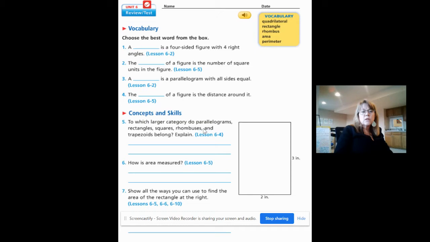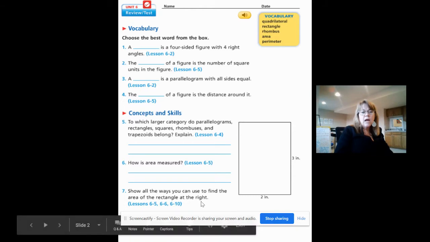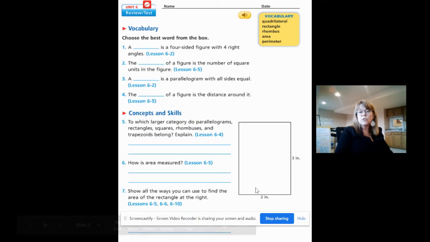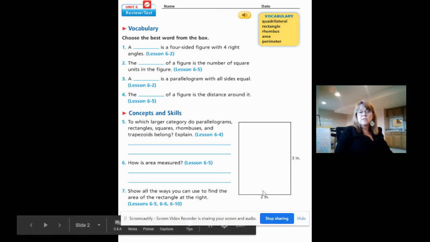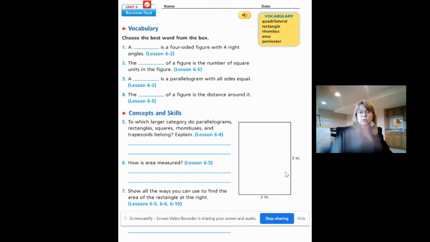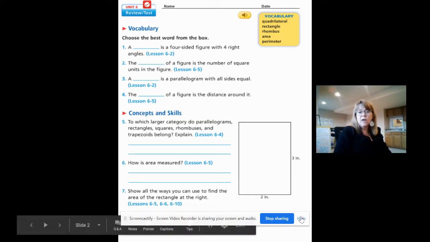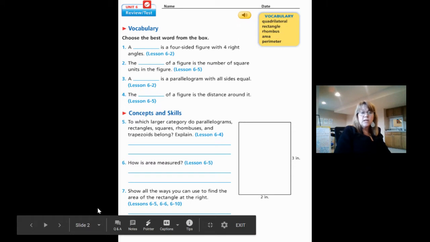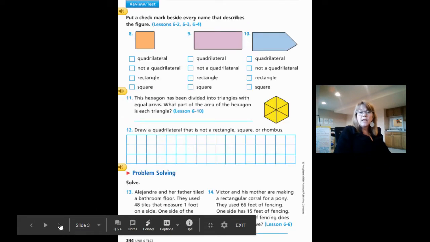Here, you're using this figure. Number 7, show all the ways that you can find the area of a rectangle at the right. This would be not just multiplying, but you could do repeated addition of columns. Imagine if you drew columns, because if this is 2 inches, draw one line to make 2 spots, and this is 3 spots. So how could you do it? By adding, going up or across. And if you're not sure what that is, try it, and we can always have you double check it. I want you to at least try against what I do.